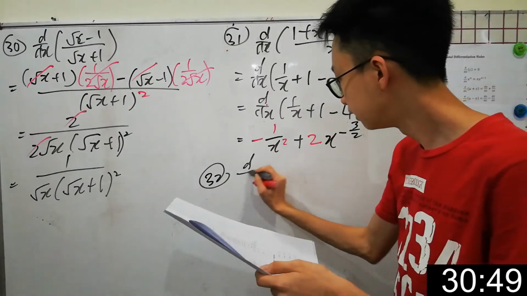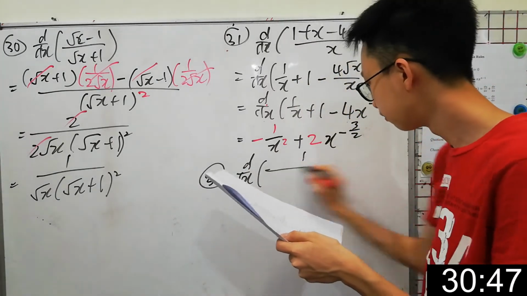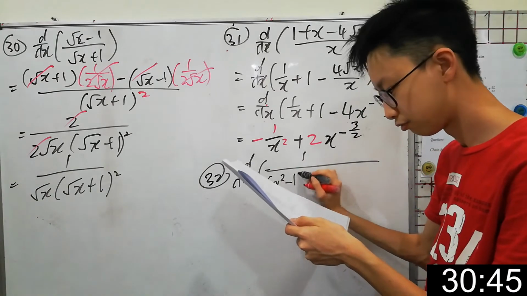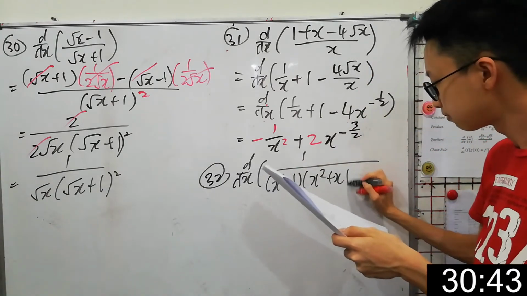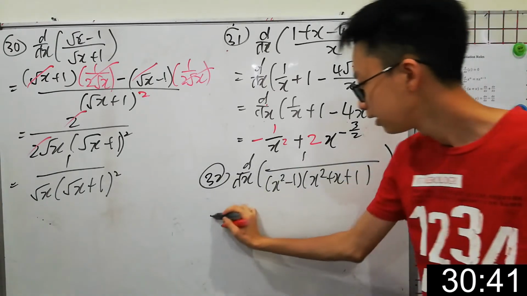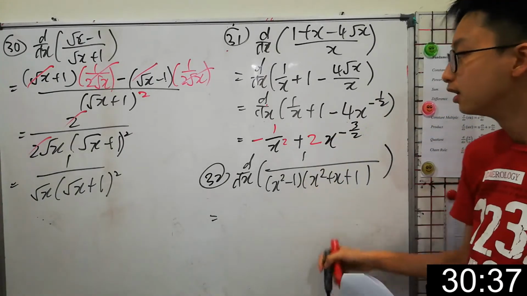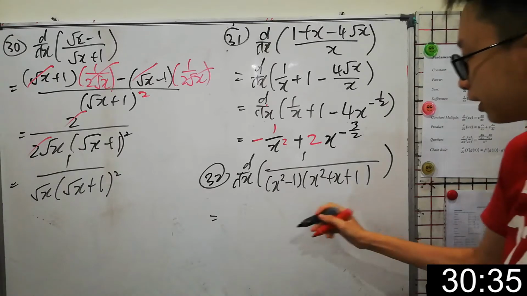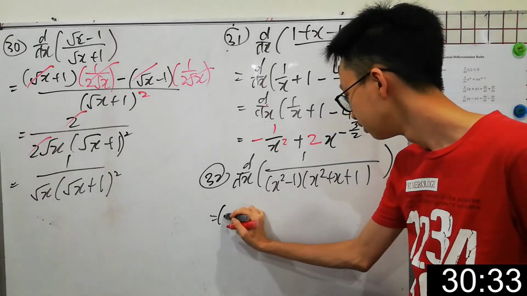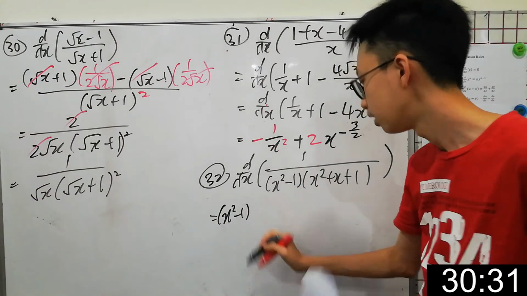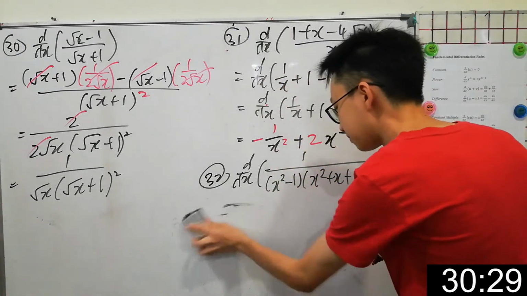Okay. d/dx of 1 over (x squared minus 1)(x squared plus x plus 1). Okay, so we cannot just split like this. We need to use the quotient rule. Okay, so you copy the bottom, x squared minus 1. Oh, perhaps maybe we should expand it first.